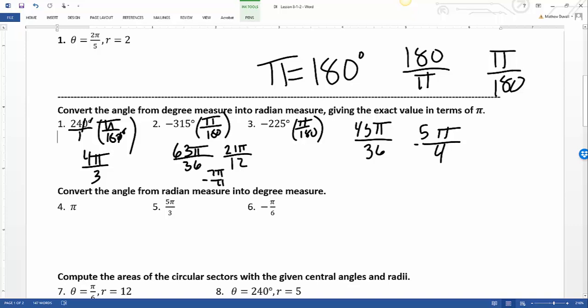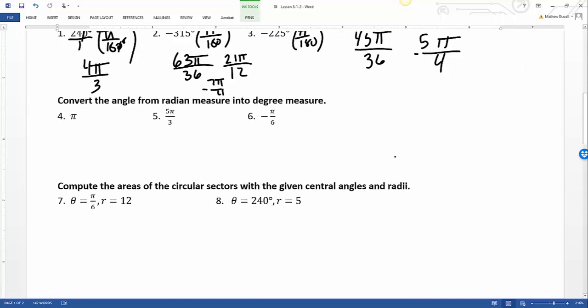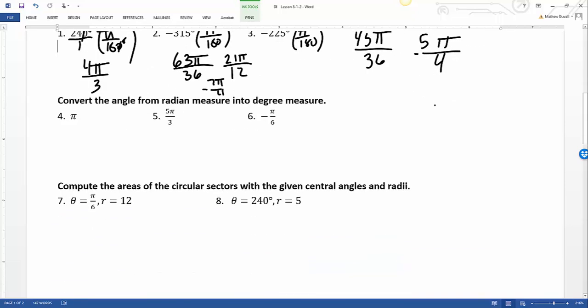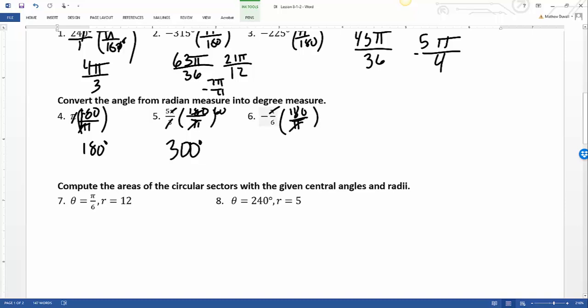Now likewise, when I want to convert from radian to degree, I want the radians to cancel out, so I want the radian on the bottom. So 180 over pi. Pi's cancel out, I get 180 degrees. 180 over pi. Pi's cancel out. And then 3 gives me 60, so that's 300. 180 over pi. Pi cancels out, gives me negative 30.